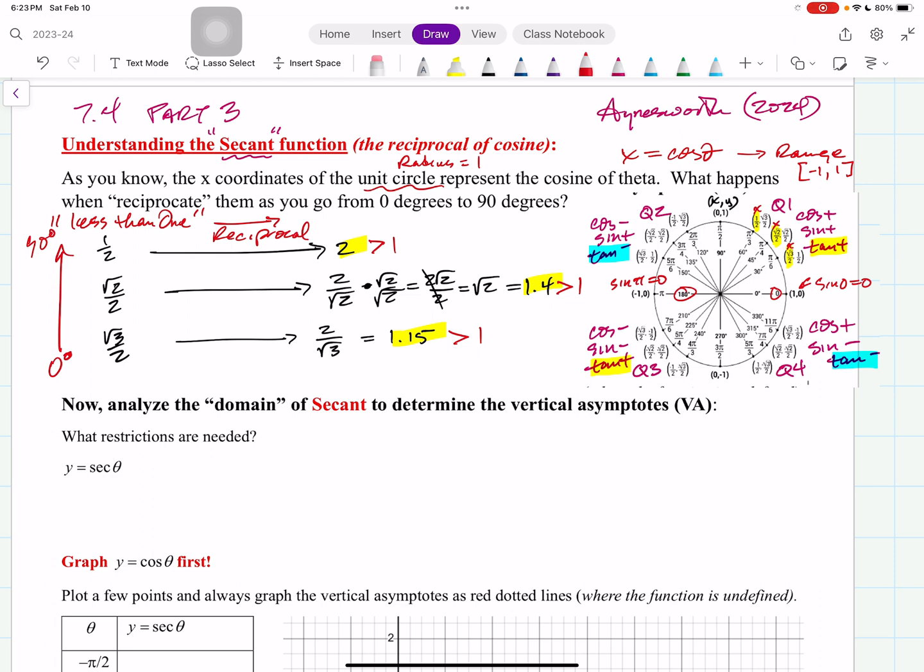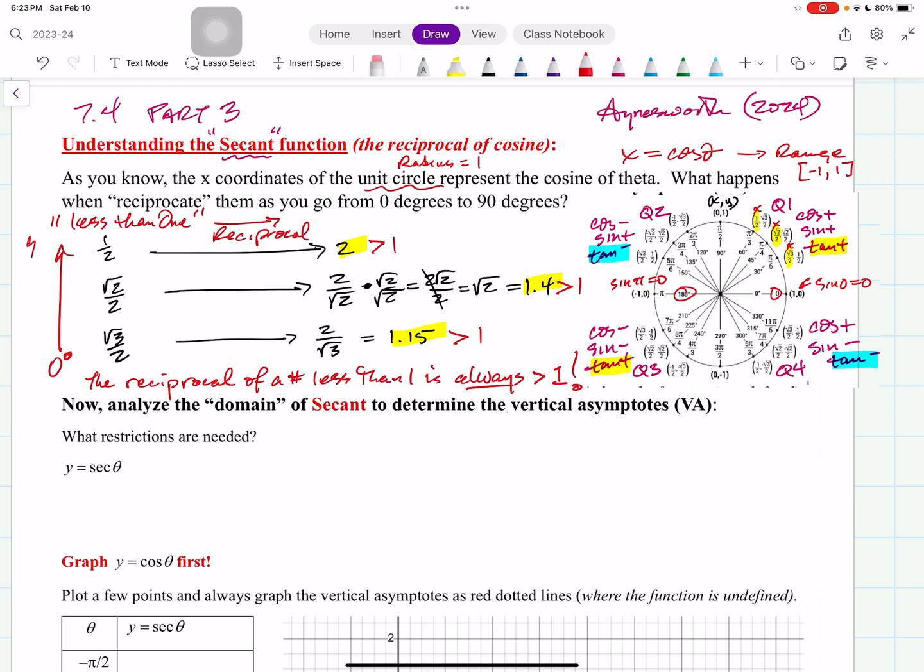So when you reciprocate a number less than 1, you always get a number bigger than 1. So here's our main finale: the reciprocal of a number less than 1 is always, big word here, greater than 1. This is the greater than symbol here, greater than 1. There we go.